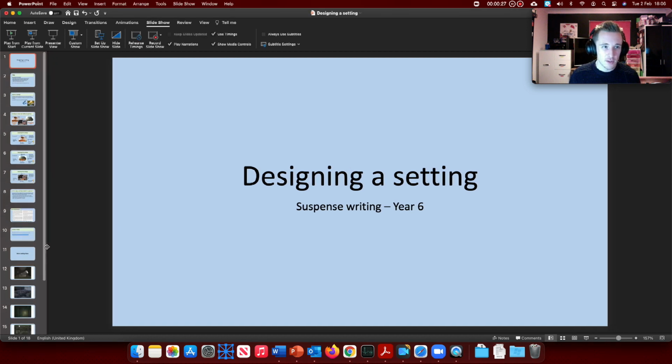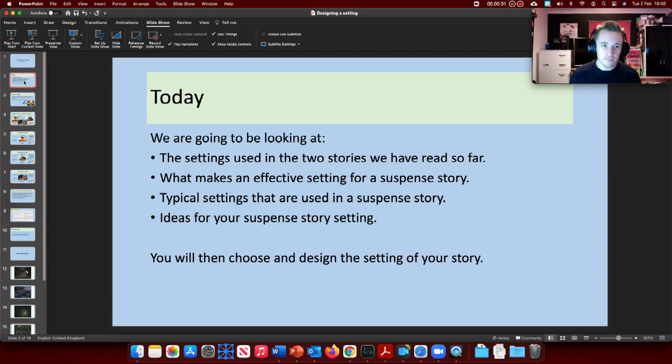Okay, so let's make that a little bit smaller. Now, as I said, we're going to be looking at designing a setting today. We're going to be looking at the settings used in the two stories we've read so far. We're also going to be looking at a story that I know you did in Year 5. We're going to look at what makes an effective setting for a suspense story, typical settings that are used in a suspense story, ideas for your suspense story, and then you're going to have a chance to choose and design the setting of your story. And yes, I'm aware I said story quite a lot in the past few sentences.